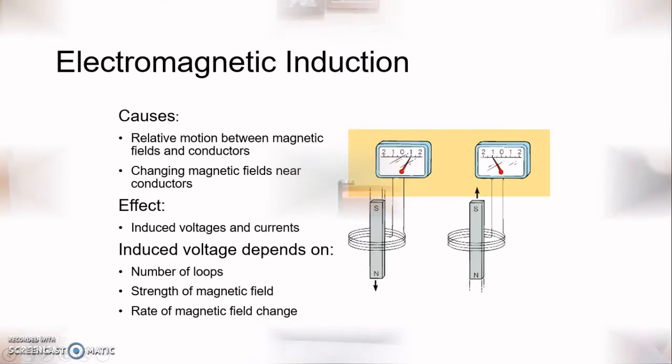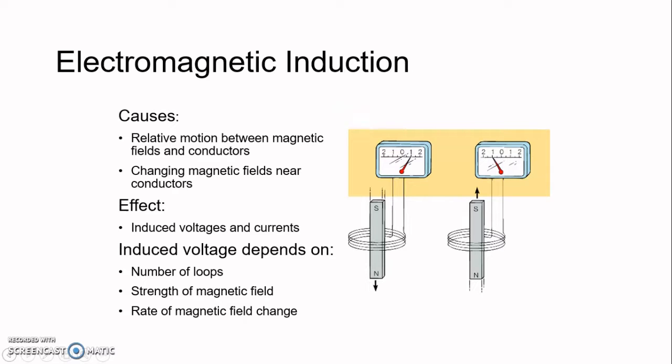Just as a current can induce a magnetic field, a magnetic field can also induce a current. This has to do with relative motion between magnetic fields and conductors. Whenever you have a changing magnetic field near a conductor, it is going to induce a current and thus a voltage in that wire. The strength of the voltage is going to depend on the number of loops in the coil. It's also going to depend on the strength of the magnetic field. It also will depend on how quickly the magnetic field is changing.